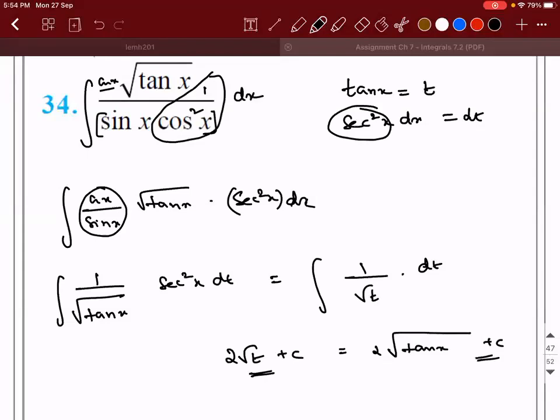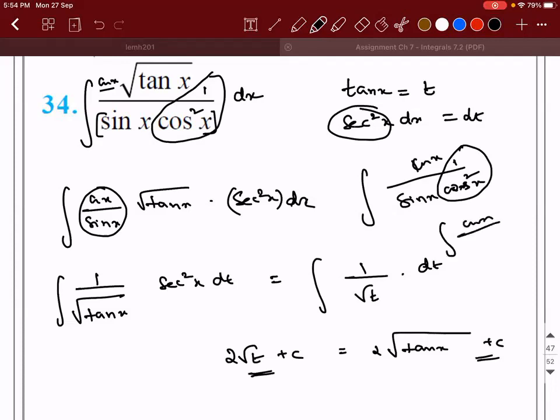I don't understand the second step, sir. See, root of tan x divided by 1 by sin x into cos x is there, no? Sir, I multiplied with cos x and divided with cos x. So I will have 1 by cos square x. So integral of cos x divided by sin x into 1 by cos square x is secant square x. And you already have a root tan x here, so I wrote that root tan x. Okay, sir, I understood now.